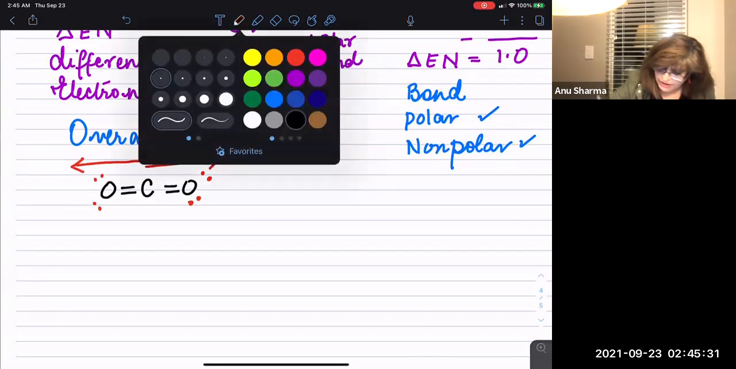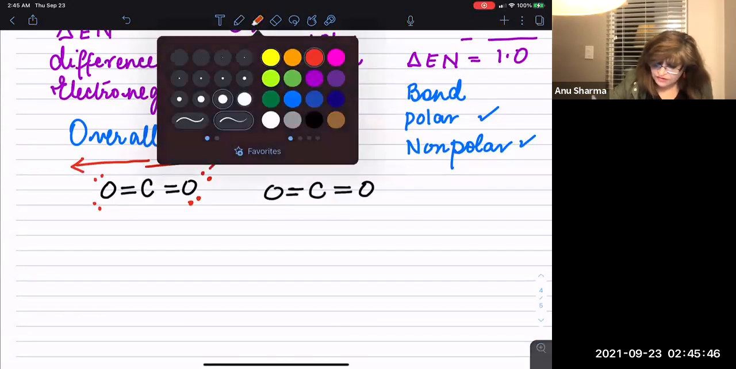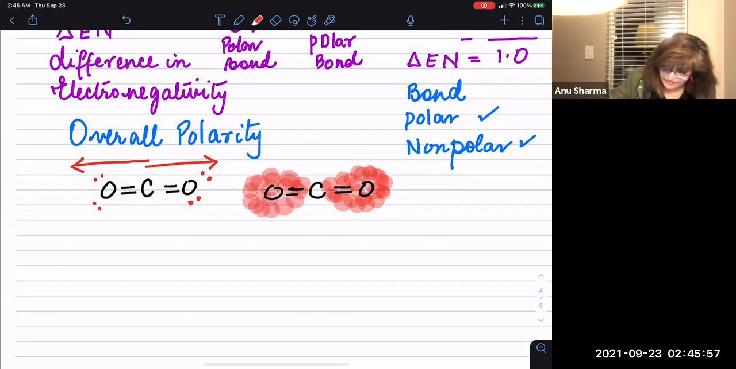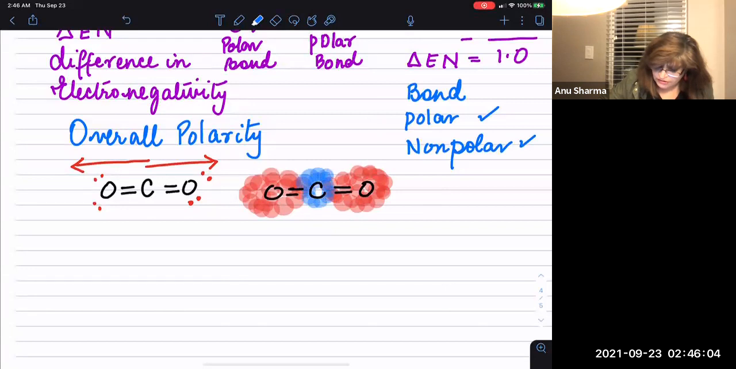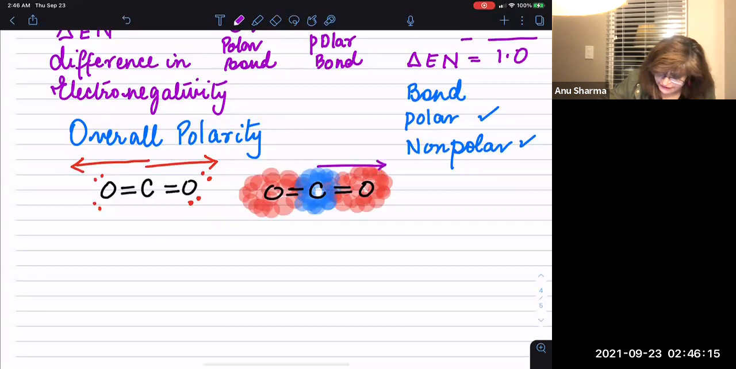As a result, if you take this molecule and put it under a heat map, you will see that this side is hot, very hot, and this side is also very hot. But the part in the middle, this part is cold, because carbon is cooler. So why is it cooler? Because oxygen is pulling the electron clouds towards itself. So the electrons are spending more time towards oxygen.